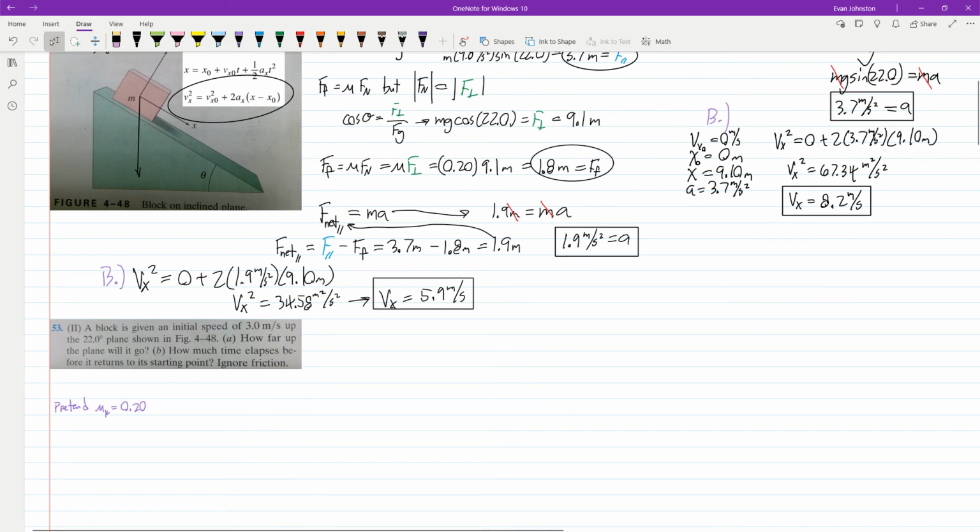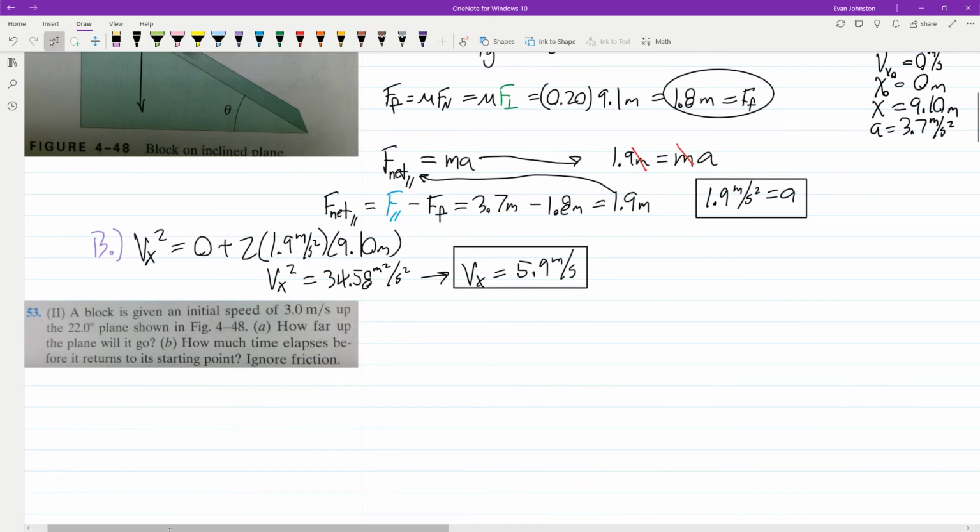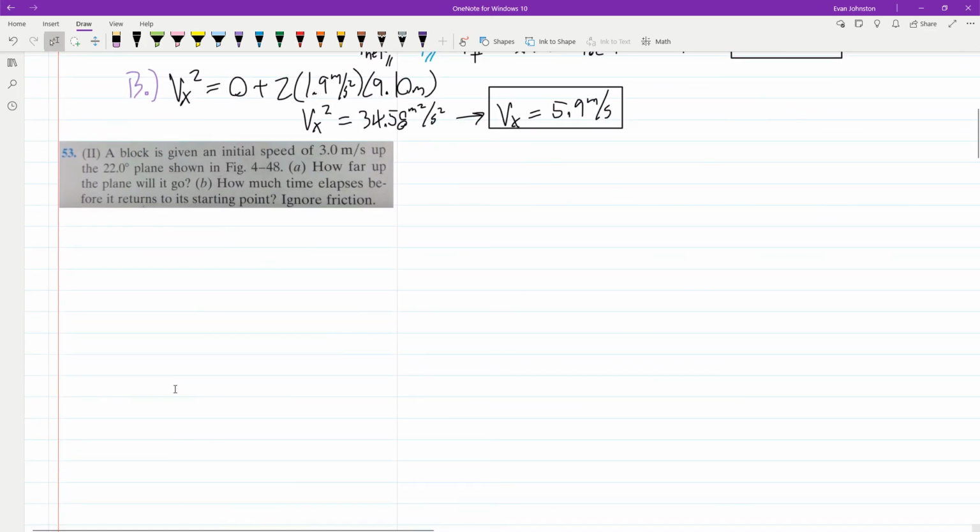For instance, for this problem 53, I'm not going to go through all the steps, but for part A we should end up getting a distance of something close to 1.2 meters, and for part B we should get a time of around 1.62 seconds. If you get half of that, you found just the time to go up the hill. You need to double it, because then it goes up and comes back.